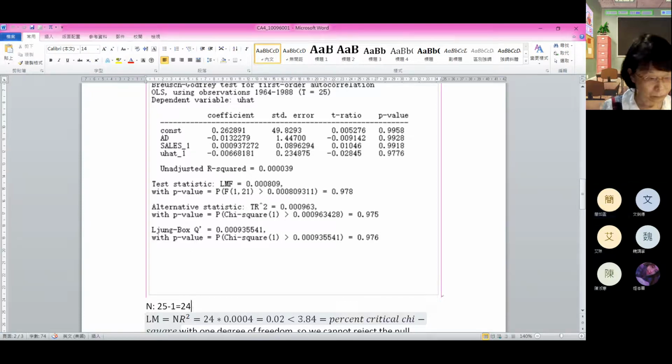391. Let me see. Because they say the original size of this model is 32, but this model used 31. So I think they need to minus 1. No, I have to mention it here, okay? The one used in our textbook is Stata. I mean, the package is Stata.